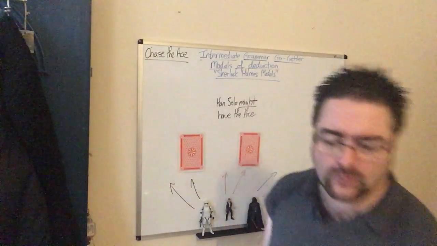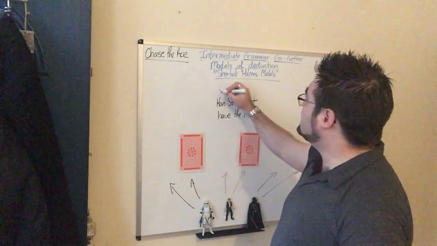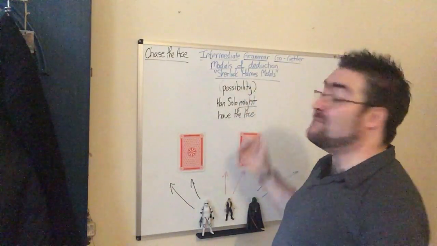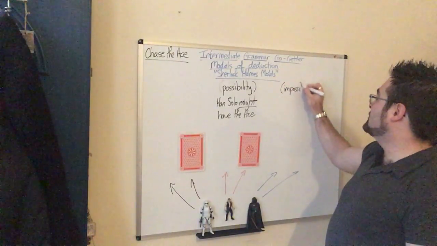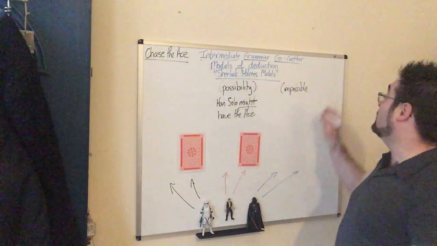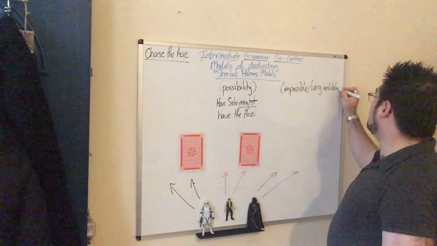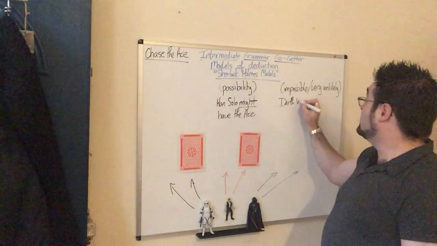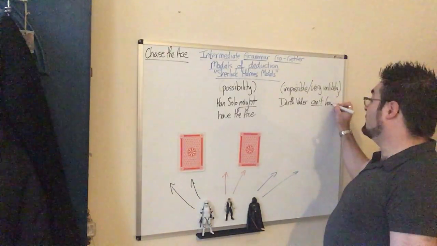So, what do we know? We now know that if this is a possibility, we're saying maybe, this is impossible. In this case, it can also be something that is very, very unlikely. Okay, so in this case, we would say that now we know that Darth Vader can't have the ace.